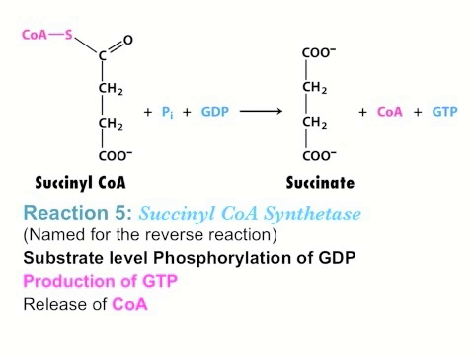and GTP. This is a substrate-level phosphorylation of GDP to yield GTP, and in the process, coenzyme A is released. The enzyme that catalyzes this reaction is succinyl-CoA synthetase. Synthetases are enzymes that require a nucleotide triphosphate, in this case GTP. Succinyl-CoA synthetase is actually named for the reverse reaction, in which succinate and GTP and coenzyme A yield GDP, inorganic phosphate, and succinyl-CoA.